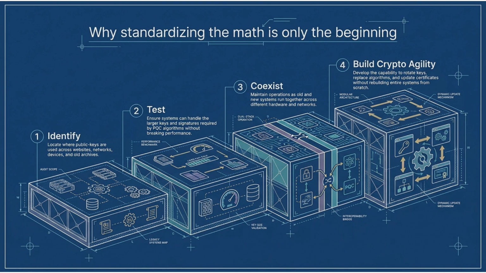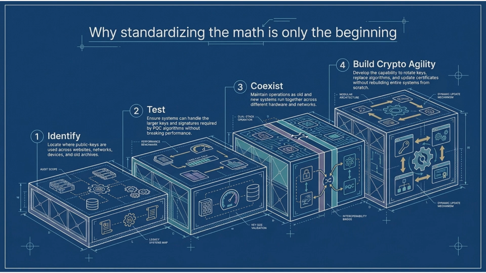Standardizing the mathematics of post-quantum cryptography is only the first step of a multi-year journey. First, we must identify where public key cryptography is hidden in our websites, email, certificates, and even Secure Shell or SSH connections. Second, we must test these new algorithms in real-world environments because post-quantum keys and signatures are often larger, which can impact network performance.